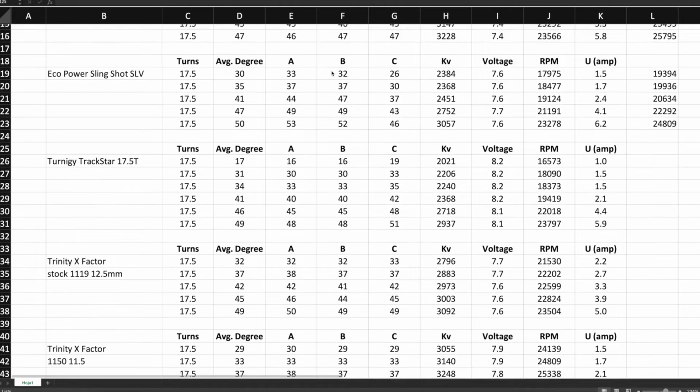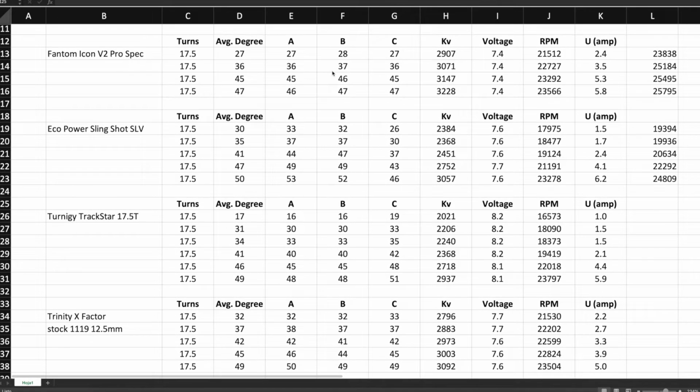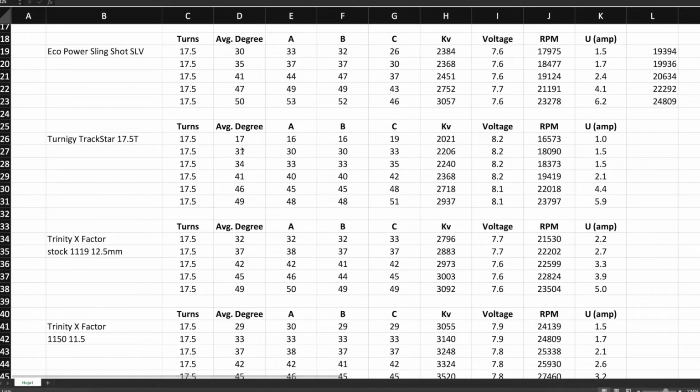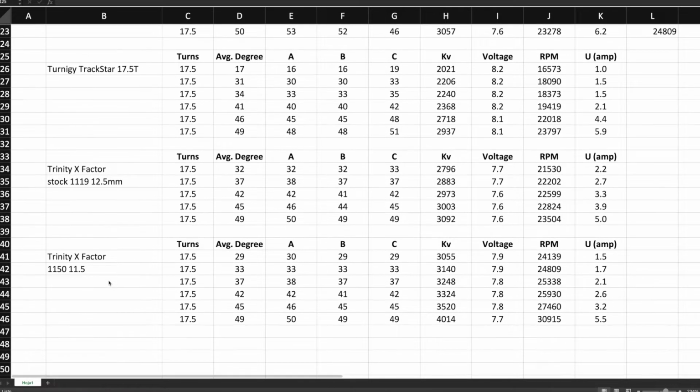Now, I'm not really going to look at the Phantom motor, because the Phantom motor and the Trinity are very similar. So I'm going to skip that comparison, but I do have it in other videos where I compare the stock Trinity to the Phantom motor. But in this video, what I want to talk about is this screaming rotor.